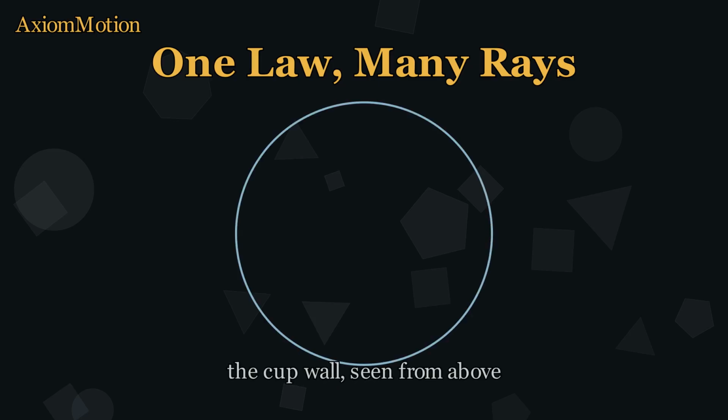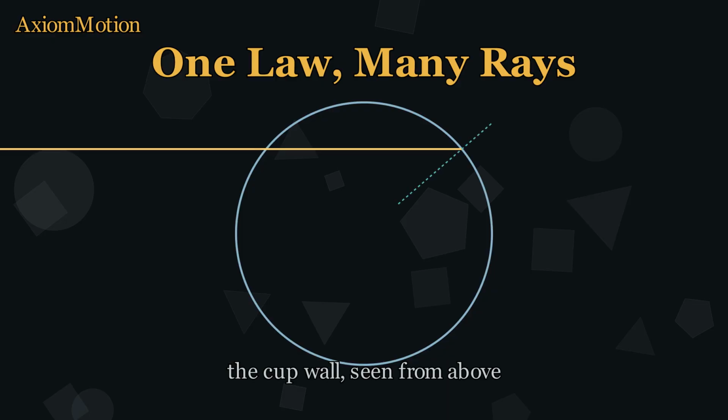Start with the simplest possible model. Look straight down into the cup. The wall is a circle, and it acts as a mirror on its inside. Light from a distant lamp arrives from one side as a family of parallel rays. Follow a single ray. It crosses the cup and strikes the far wall.